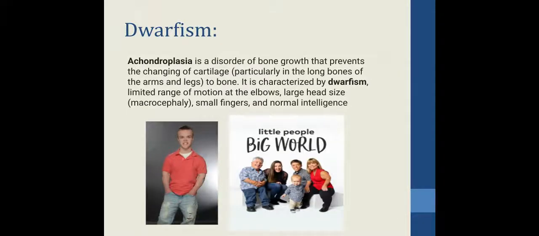And then part of that genetic component we talked about earlier, in the same way, there are disorders with bones, like dwarfism. One type is achondroplasia, which is a disorder of bone growth that prevents the cartilage in long bones in legs and arms from turning into bone. When we see this, you've got shorter stature, limited range of motion, a large head size, small fingers, normal intelligence. And if you watch TLC, Little People Big World was a show that hosted a family where several of the family members had this genetic disorder.